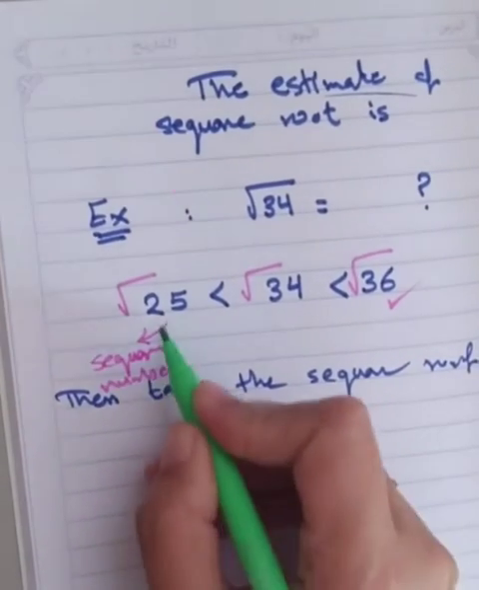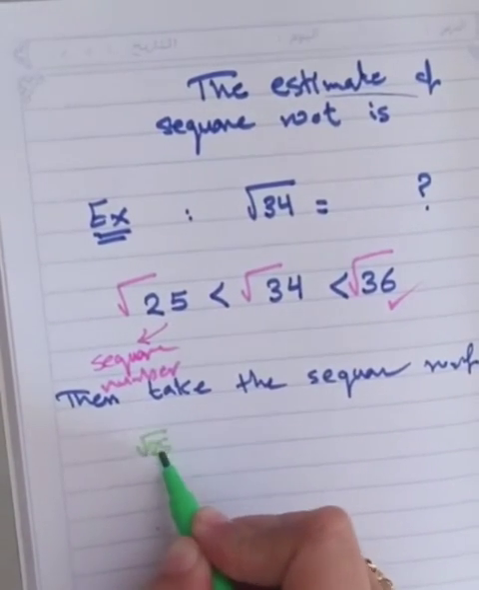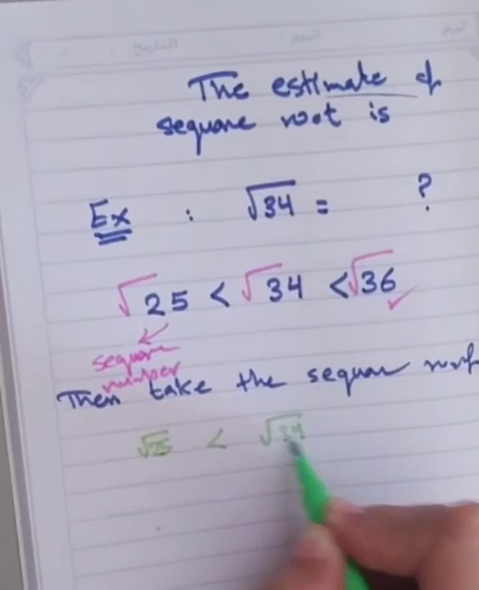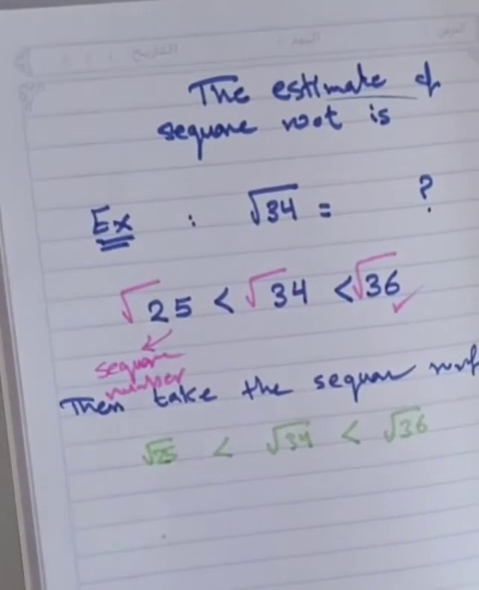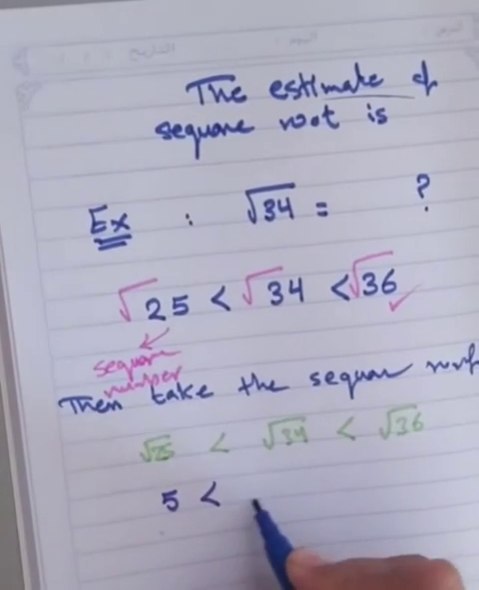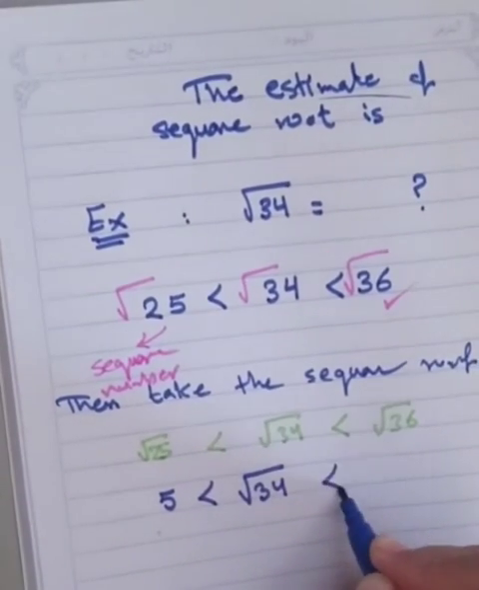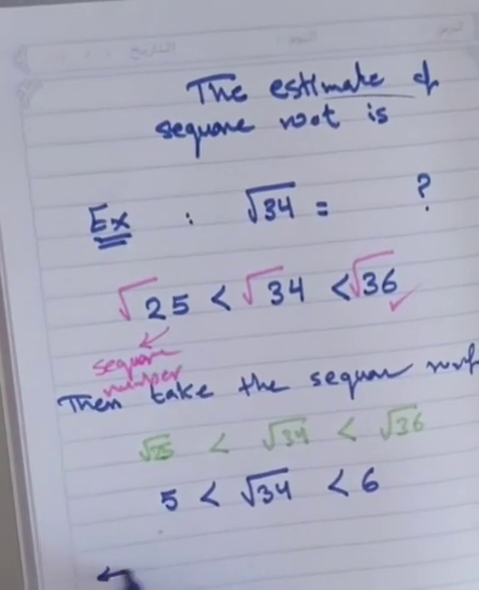So the square root of 25 is equal to 5, the square root of 34 is unknown, and the square root of 36 is equal to 6. So the square root of 34 is between 5 and 6.